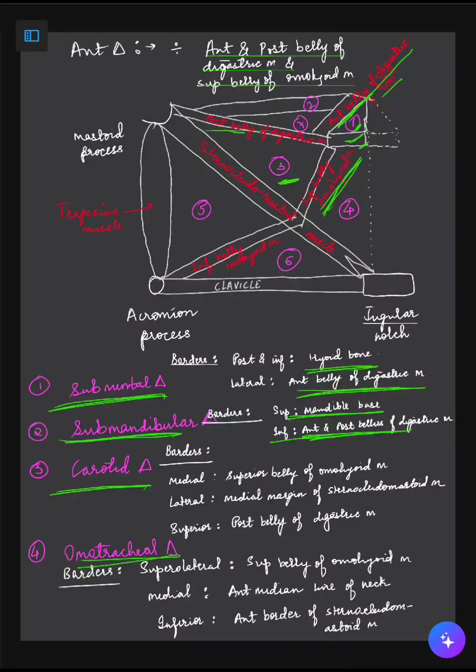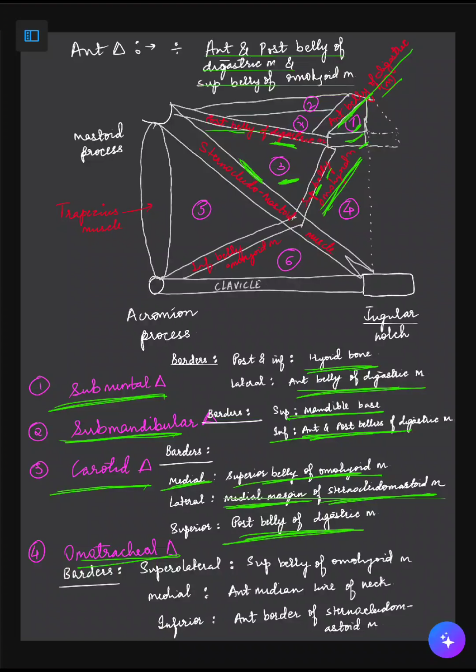Now the borders of the carotid triangle: medially there is the superior belly of the omohyoid muscle. See, we can see here, the superior belly of the omohyoid muscle, medially. And laterally, you can see the medial margin of the sternocleidomastoid muscle here. And superiorly is the posterior belly of the digastric muscle. So three muscles are covering: medially the omohyoid muscle, laterally the sternocleidomastoid muscle, and superiorly the posterior belly of the digastric muscle.